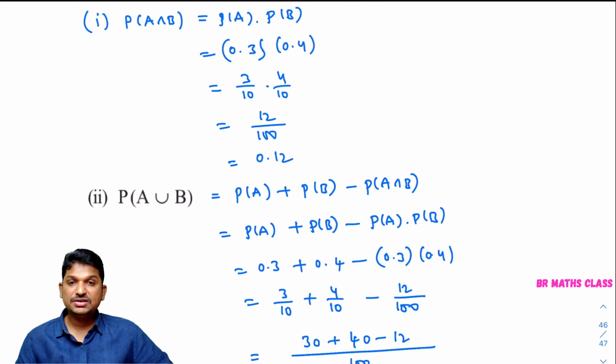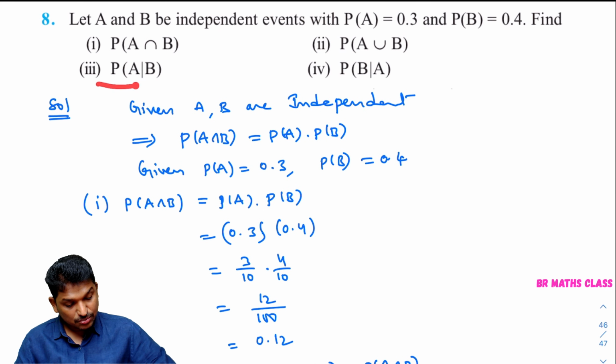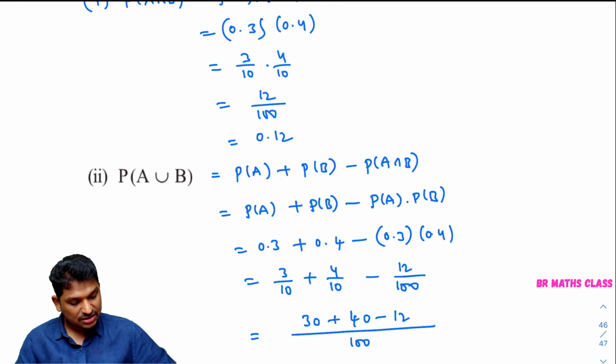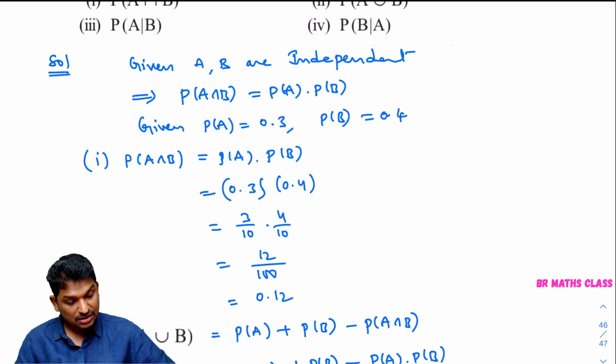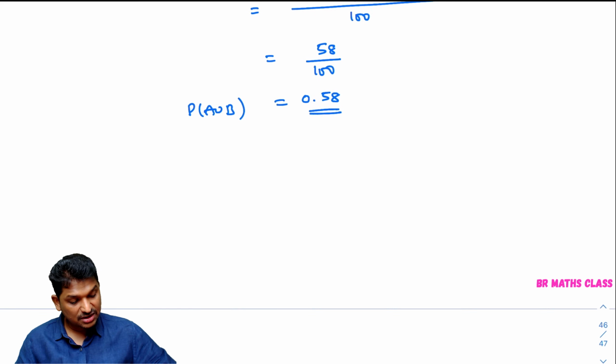So I hope you are understanding. Next in this, what is the third bit? Third bit is this one, probability of A by B. The events are independent events, right? When the events are independent events, probability of A by B is what?